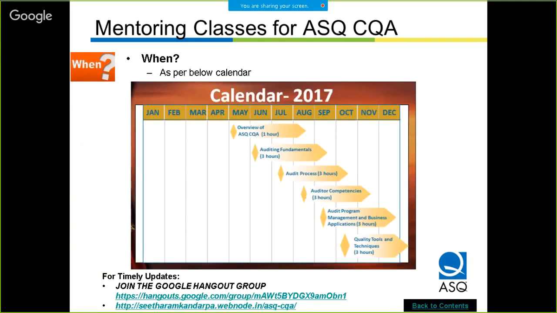Now, the big question: when are these classes? Below is the calendar for 2017, where 6 programs in the series would be conducted. We are in the first session, the overview of ASQ CQA, and the remaining sessions are key chapters of the body of knowledge of ASQ CQA, covering auditing fundamentals, audit process, auditor competencies, audit program management and business application, and quality tools and techniques. For timely updates on the dates and details, please join the Google Hangout group shown here. You can get updated information timely, and you can follow my website where I put timely updates.